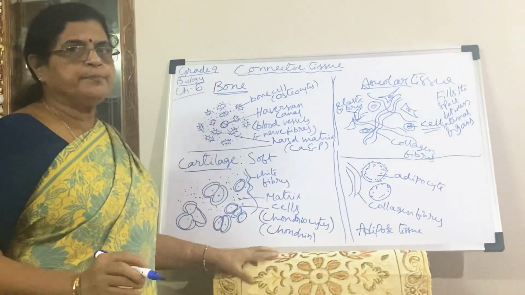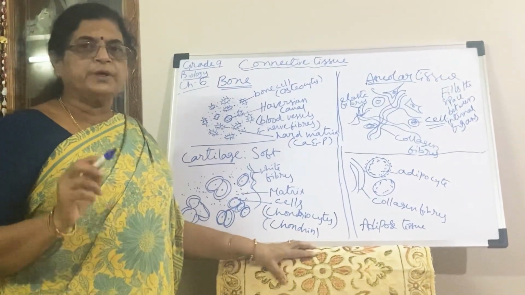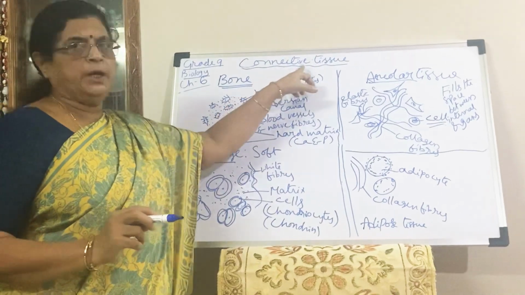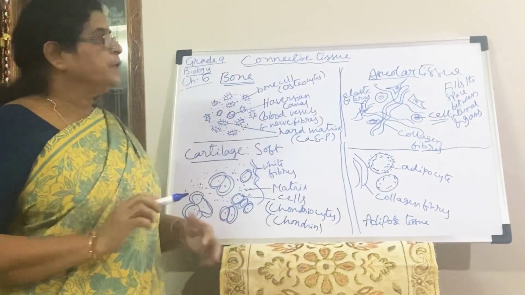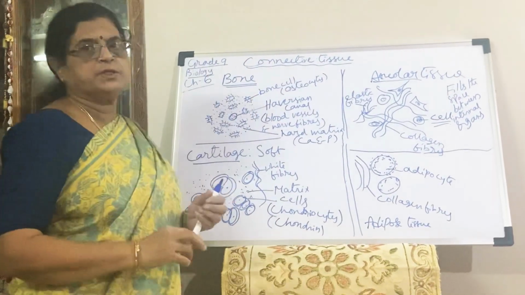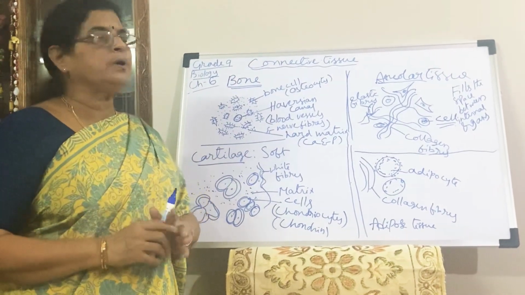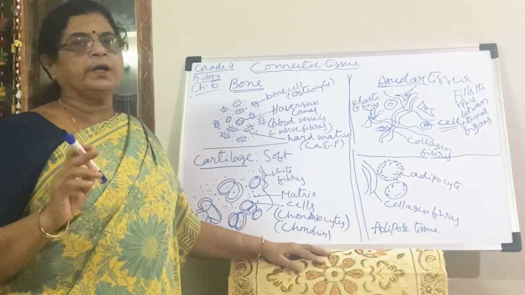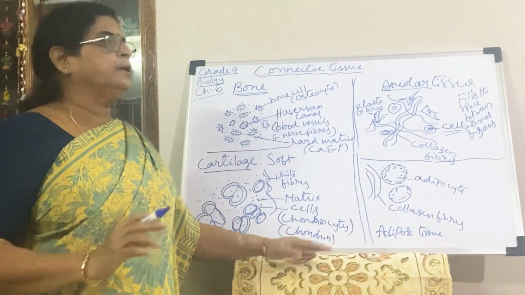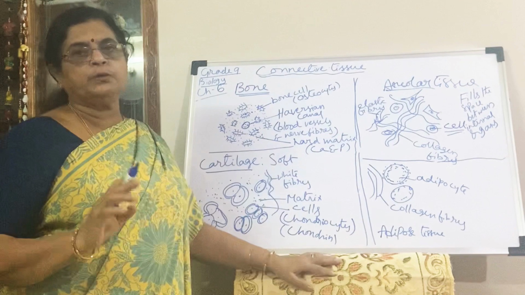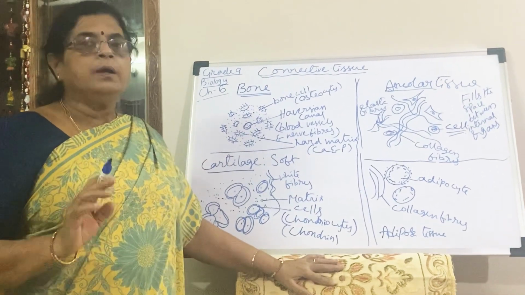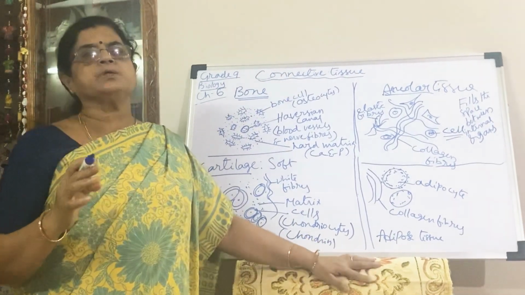Good morning, children. In the previous video, we discussed the connective tissue, that is the blood, and the characteristic features, functions and types of connective tissue. In that, blood is a fluid connective tissue, which we discussed already. Now the rest of the connective tissues are there.